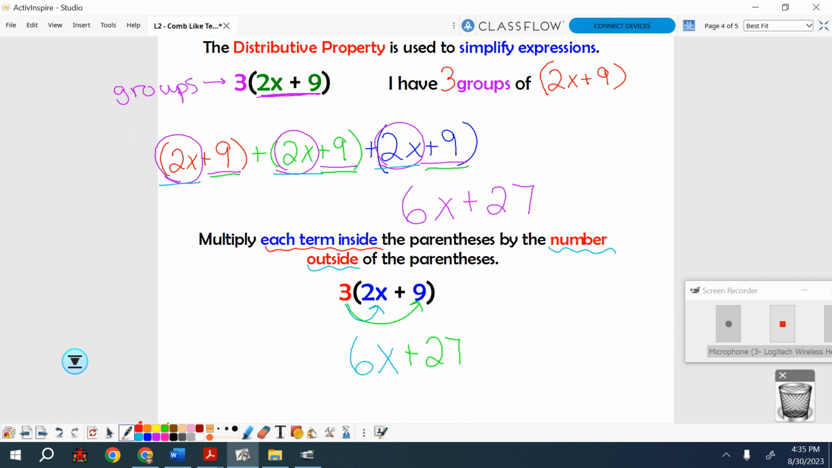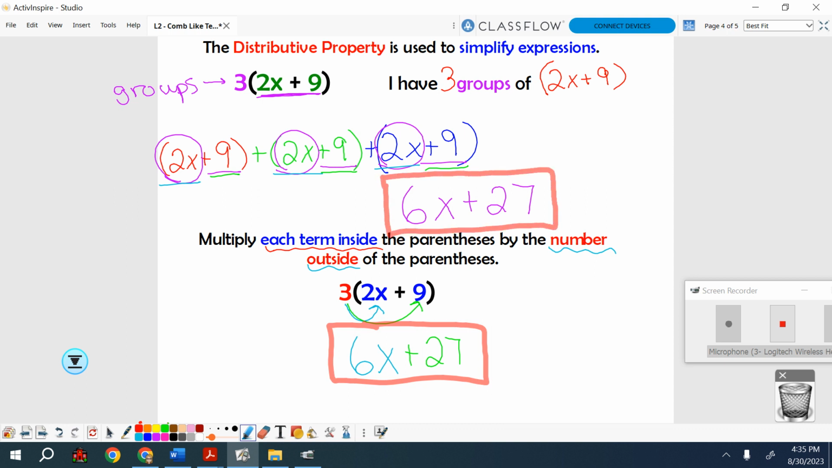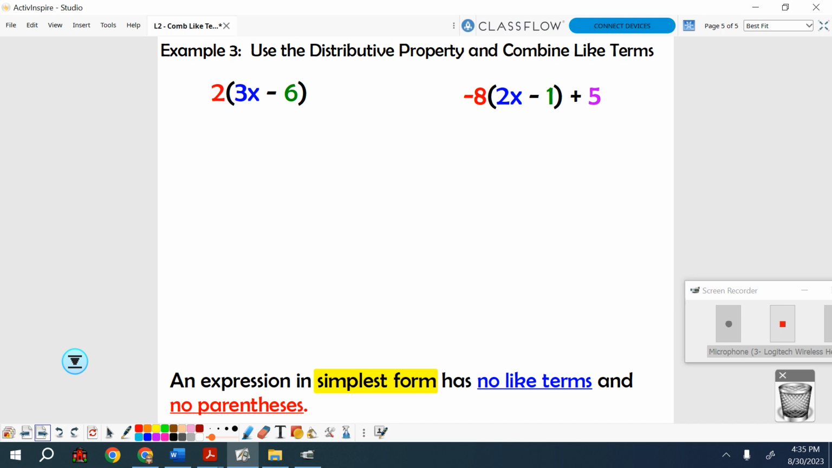And if you look, hopefully you'll see that this answer we got by using distributive property is the same as this answer that we got from using expanded form. This is just an easier way to do the problem. Okay, so the last thing we want to talk about is using the distributive property and combining like terms all together. So the first problem is just distributive property, just one more practice here.